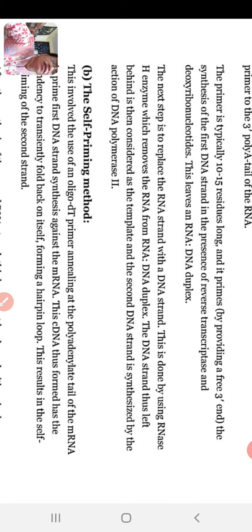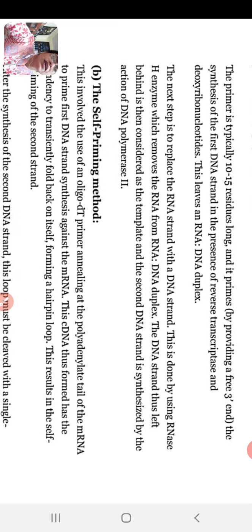The next step is to replace the RNA strand with a DNA strand. This is done using the RNase H enzyme, which removes the RNA from the RNA-DNA duplex. The DNA strand thus left behind is then considered as the template, and the second DNA strand is synthesized by the action of DNA polymerase.